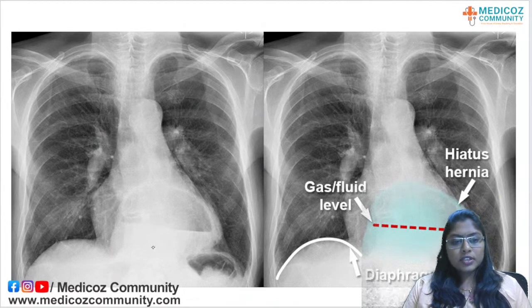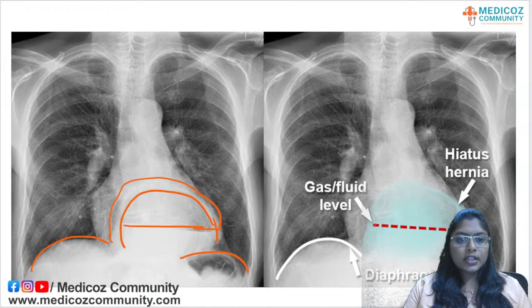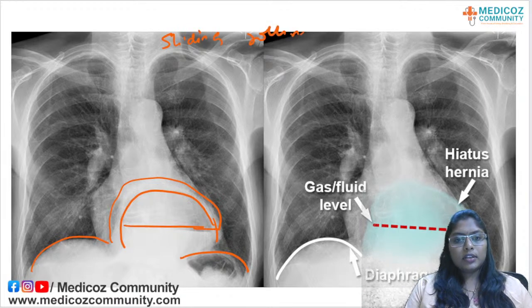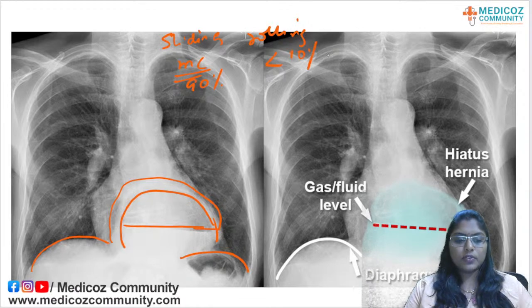Coming to the next image, here we are able to see a retrocardiac density with an air fluid level. See, this is the gas fluid level and this is a hiatus hernia. These are the domes of the diaphragm. Hiatus hernias are of two types, sliding and rolling. Sliding is the most common and is seen in almost 90% of the cases, whereas rolling is seen in less than 10% of the cases.